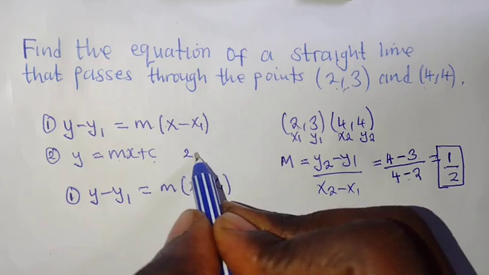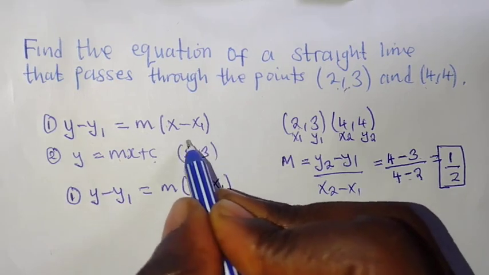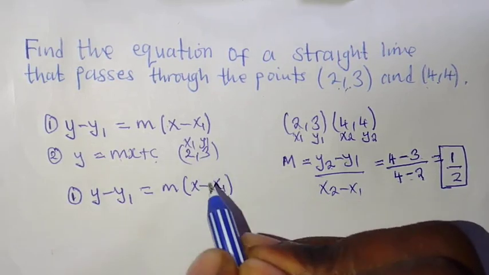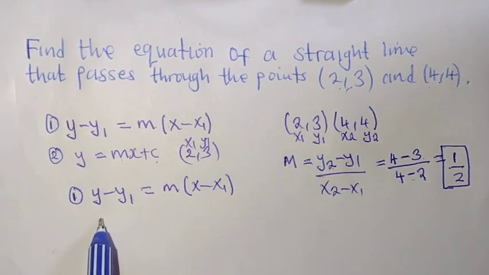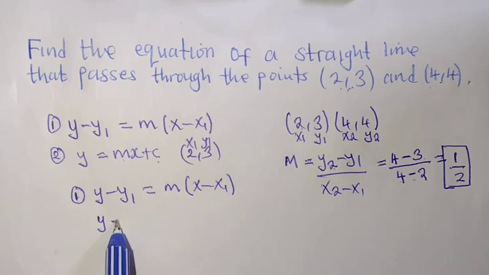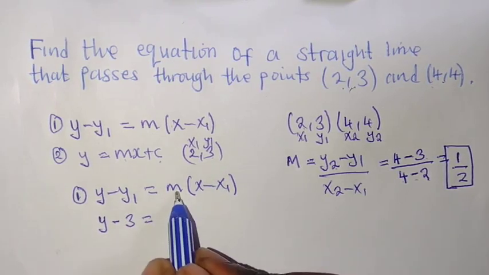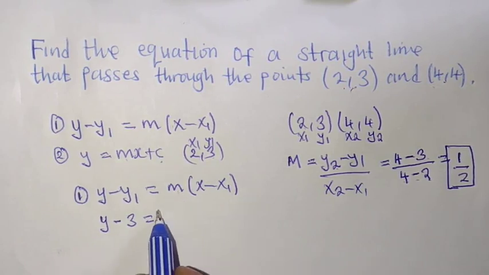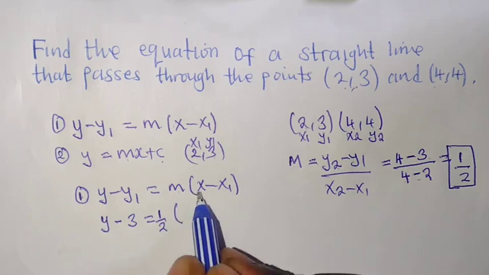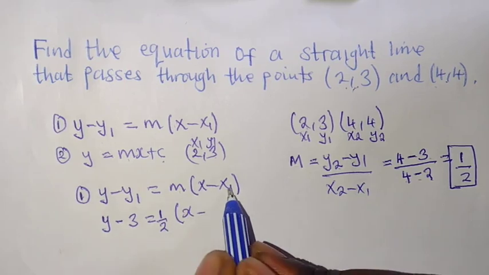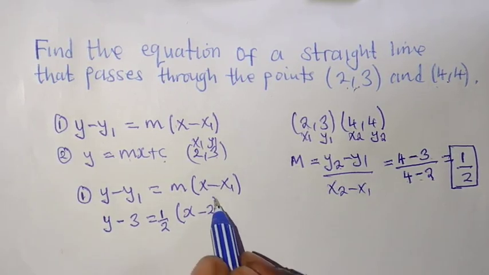If you choose to pick (2, 3), for example, this one becomes your x1 and this is your y1. So you can just substitute. You write y minus, where there is y1, we put a 3, equals m, the gradient, which in this case is 1 over 2, open bracket, x minus our x1, which is a 2.